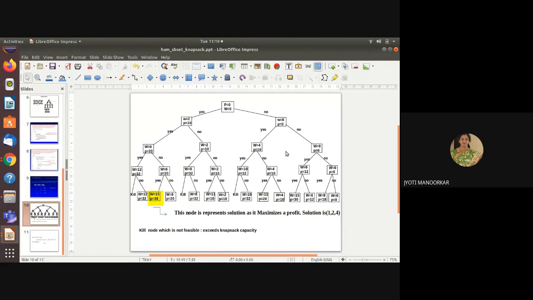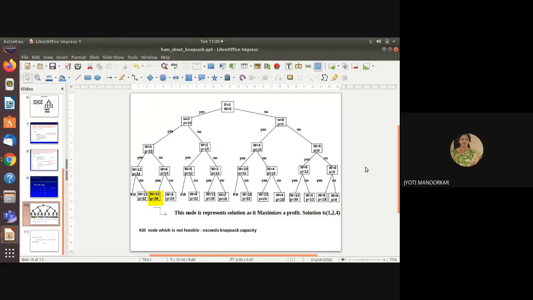Then at this portion, this represents that we are not considering the second element, so the weight will be 0 and the profit will be 0. That comes as it is from the previous node. So is this level clear to you, how you have created the nodes for level 2? Someone please respond so that I can proceed. Yes, ma'am.